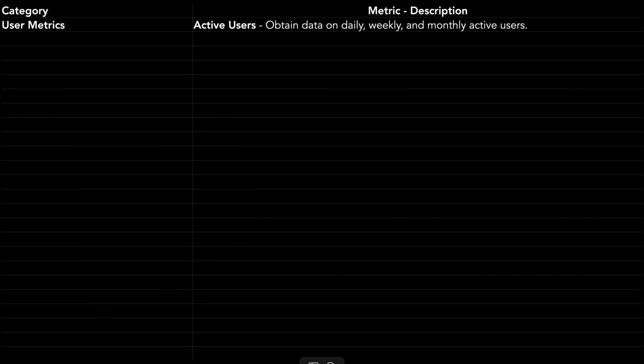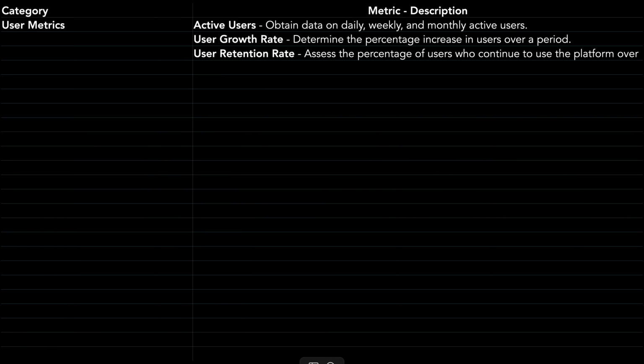Active users is the first metric, where I obtain the data on daily, weekly, and monthly active users. User growth rate is another metric, where I determine the percentage increase in users over a period. User retention rate assesses the percentage of users who continue to use the platform over a period of time.